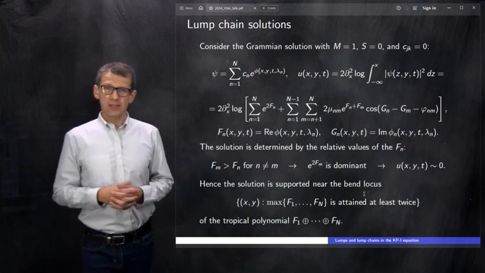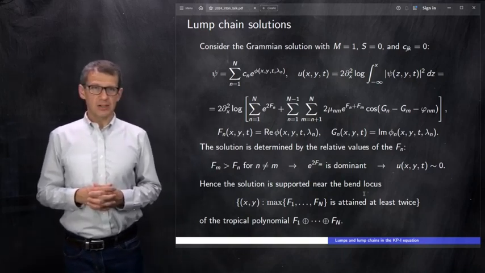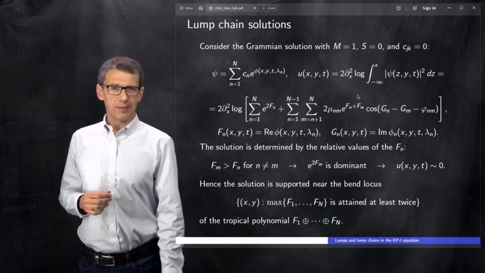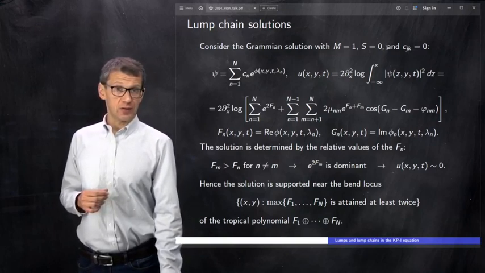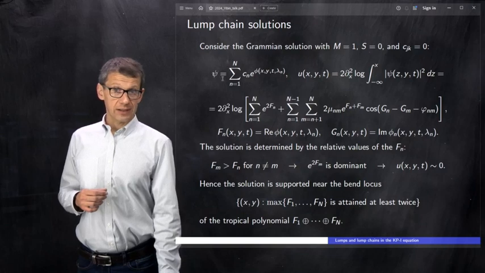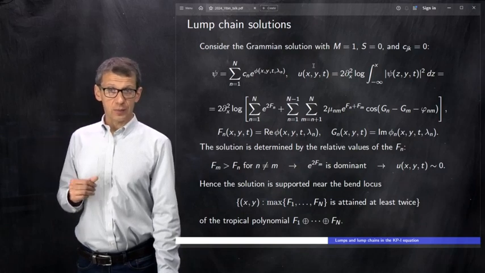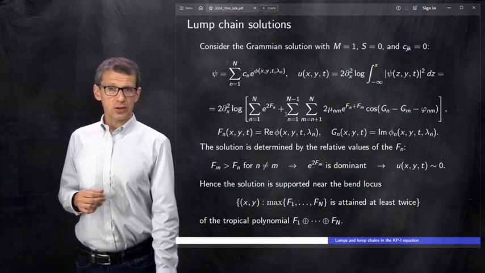Okay, so what I will instead do is construct what are called lump chain solutions. Here I'm going to pick my matrix C_jk again to be 0, depth is 0. And so I take just a single exponential. I take a single function psi with several different spectral values. And so the solution is going to look like this.